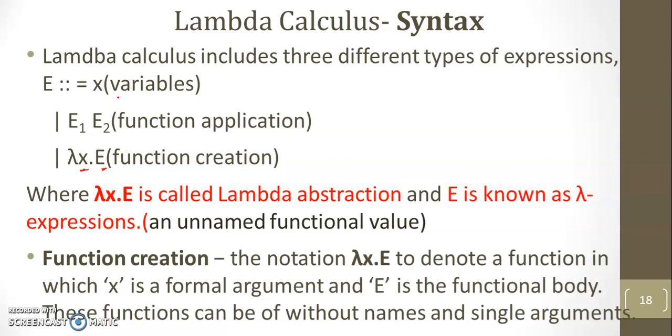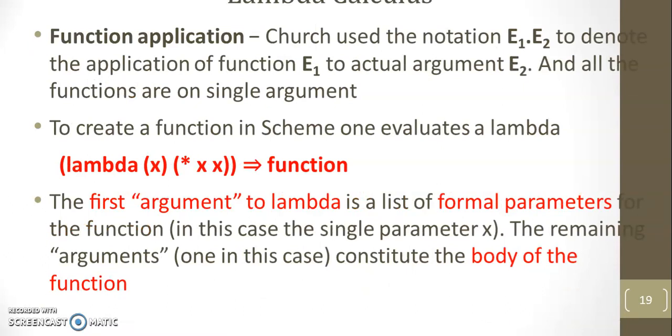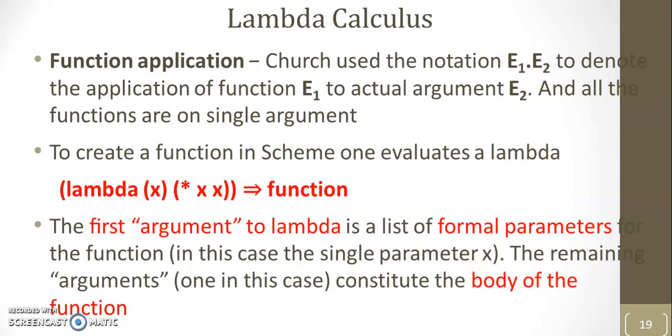Then an expression can have some variables or some function application. Related to the function application, it uses a notation like e1 e2, combined together. It means applying the function e1 to the actual argument e2. So this e1 will be the function which is given the argument e2.